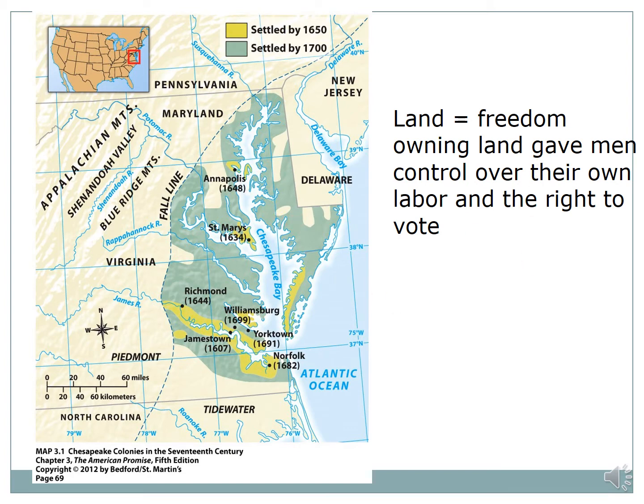I want to also re-emphasize this idea of land equaling freedom. Owning land gave white males the right to have control over their own labor and the right to vote. So if you owned a piece of land, you could work that land, make that land make money for you, and you also would have a right to vote. And so this made a huge difference, and it was one of the primary motivating factors for a lot of people coming from Europe over to the colonies, particularly in these early years.